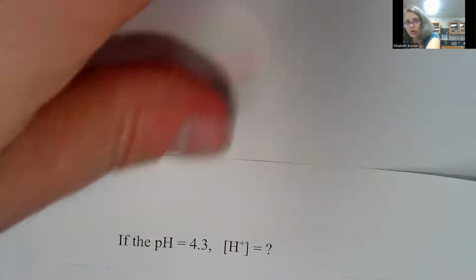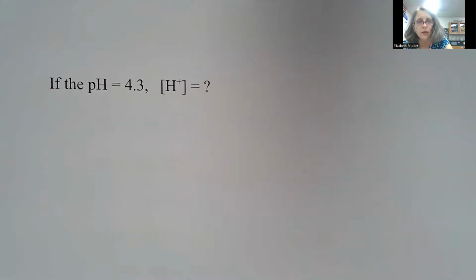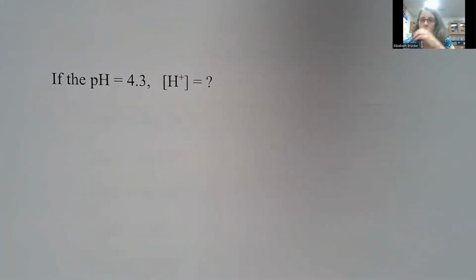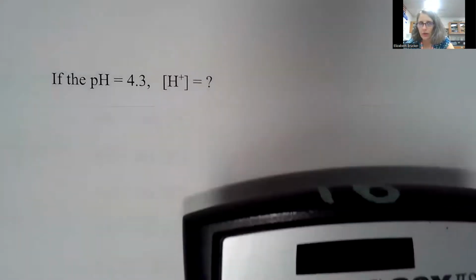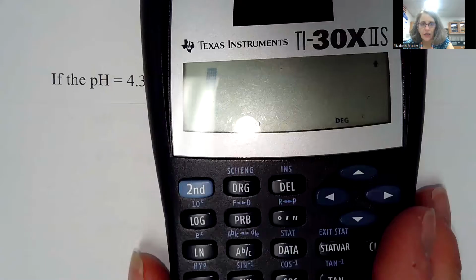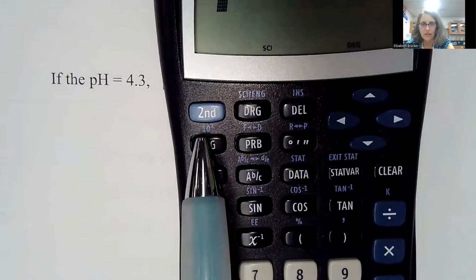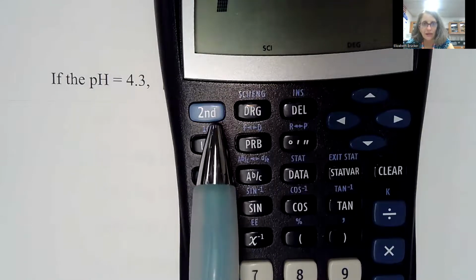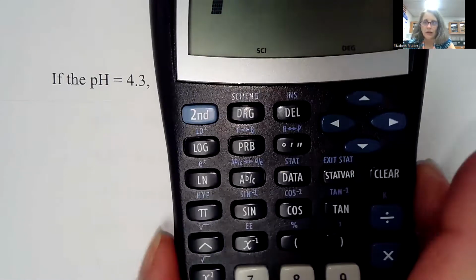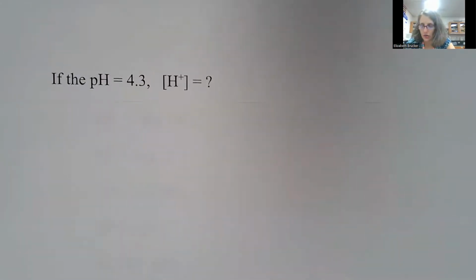All right, so these last calculations, I'm going to do one for you, and then you're going to try one on your own. And these are what I call backwards because you're going to be given the pH and you have to go back and find the concentration of the ion. So 4.3 pH. So what I want you to take a look at is your log button on your calculator and see the 10 to the x above it. So what we're going to do is an inverse log, essentially.